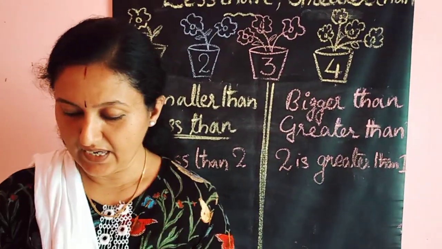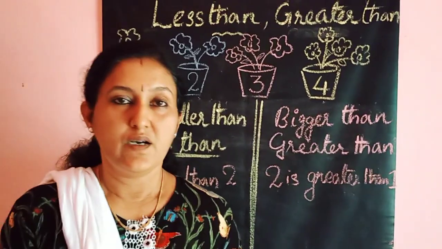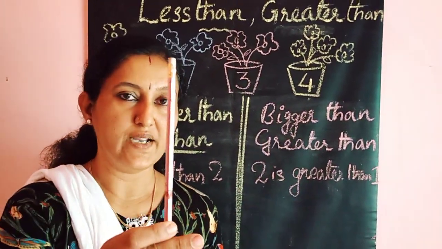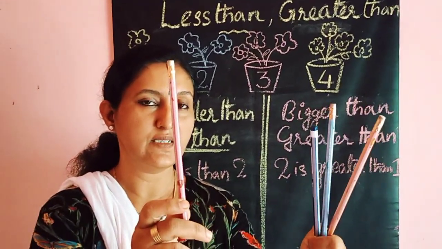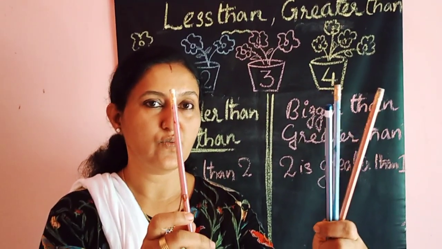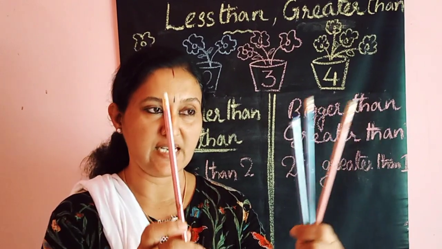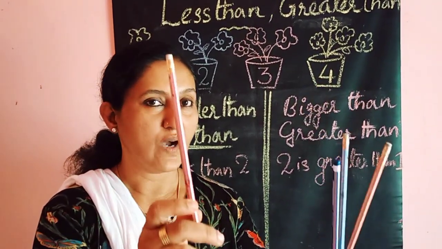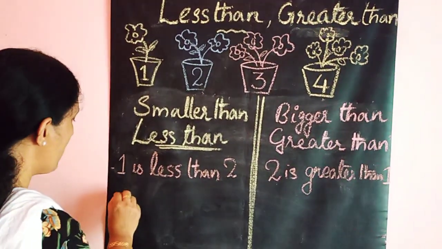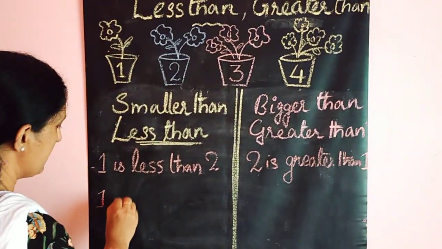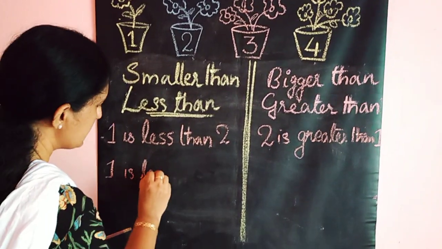Okay. Again, compare 1 and 3. Here 1 and 3. So, what can we say? 1 is less than 3. First statement: 1 is less than 3.